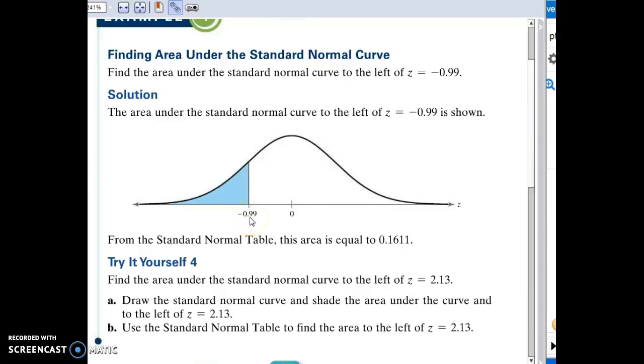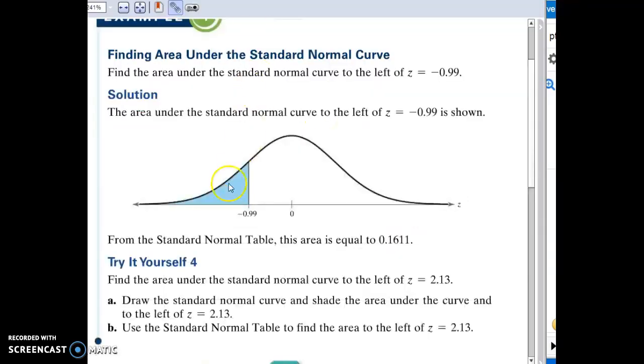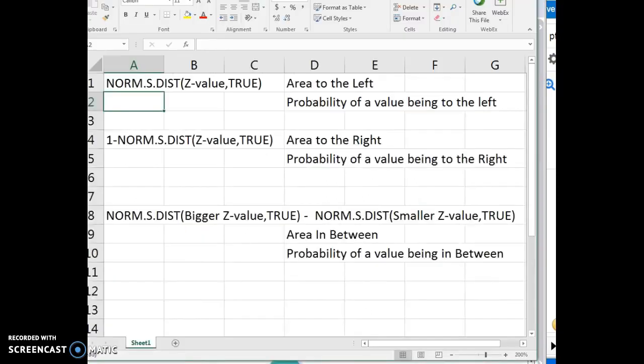So what we're trying to find here is the area under the standard normal curve to the left of that z-value. And I'm going to show you how to do that in Excel to get this result. Another way of thinking of the area to the left, it's the probability if we randomly selected a value that value is anywhere in this area from that mark leftward. So it's a measurement of the area, and it's also a measurement of the probability of getting a value that falls within that portion of the distribution.